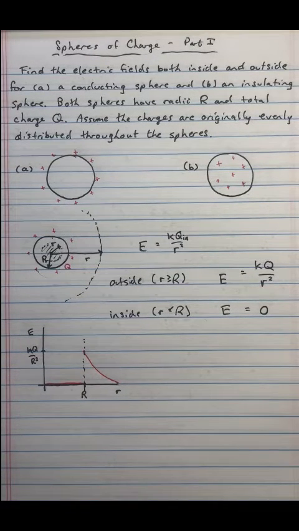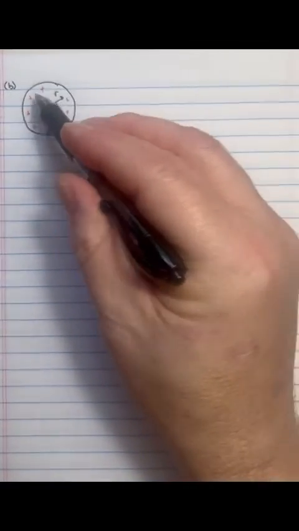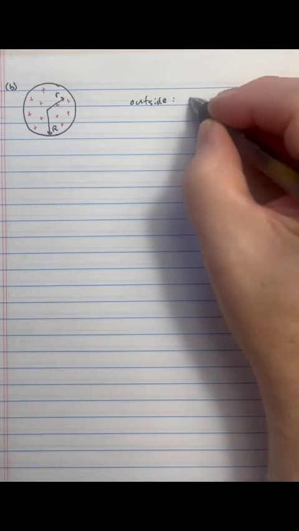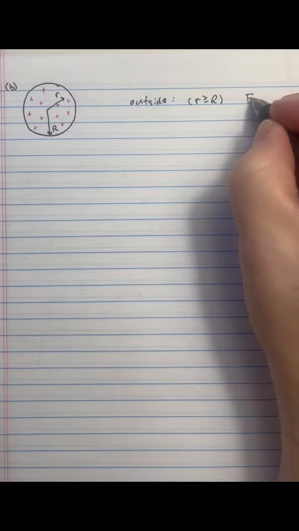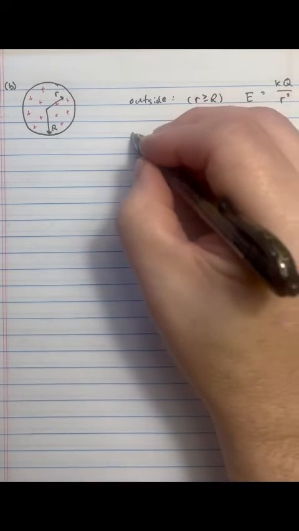What about the field of an insulating sphere where the charges are evenly distributed? That is a little more complicated on the inside, but we can also do that. So let's take a look. Okay, so we're back, and let's take a look at our insulating case. Again, the insulating case is where the charges are evenly distributed throughout the entire sphere. I've only got the inside drawn because that's the only part that is really difficult to talk about. Outside the sphere, it's the same solution as we had before. If r is greater than or equal to capital R, then the electric field is KQ over r squared.